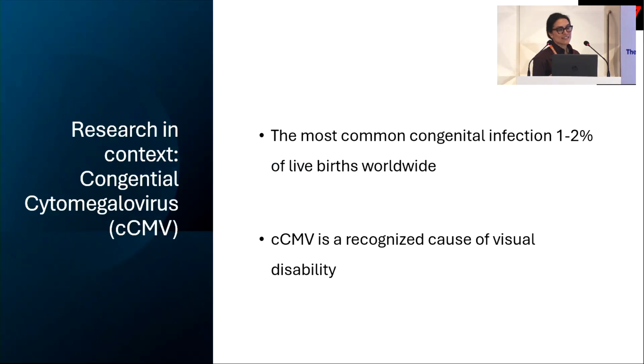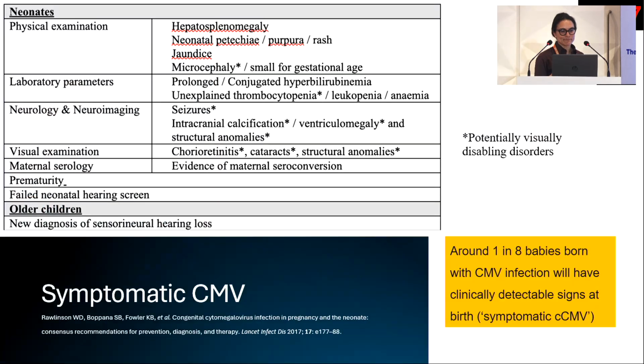So in context, congenital CMV is the most common congenital infection. It affects 1 to 2% of live births worldwide, and we know that there is a higher rate in lower income countries. Congenital CMV is recognized as a cause of visual disability. So in this work, we looked to divide congenital CMV into patients who have symptomatic CMV and those who are asymptomatic. So just a reminder here of the features of symptomatic CMV.